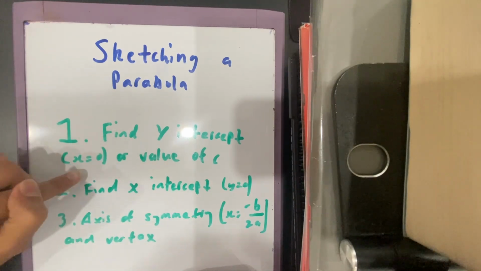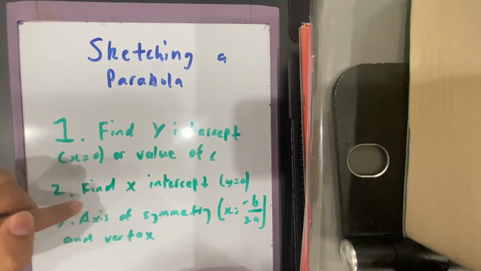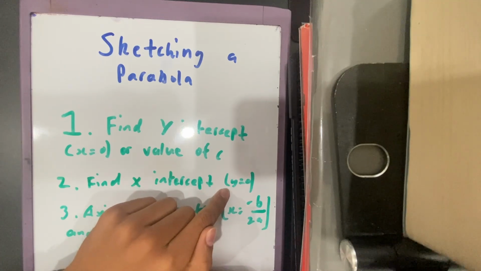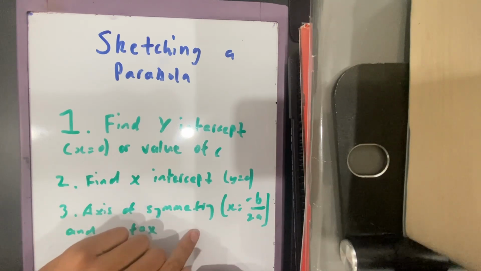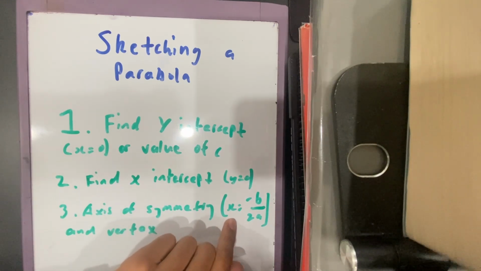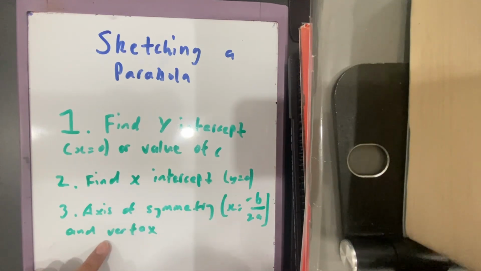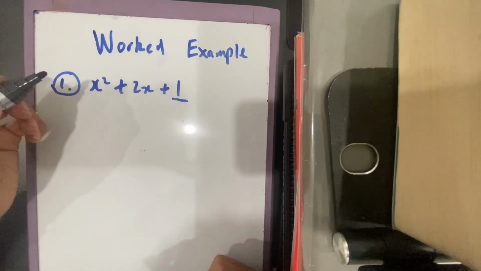We can do that by letting x equal 0, or you can just simply look at the value of c. And then the second step is to find the x-intercept, which you find by substituting y equals 0. And then the third step is to find the axis of symmetry, which is found by x equals negative b on 2a. And after you found your x value, you can substitute it into the equation to find the y-coordinate and the vertex.